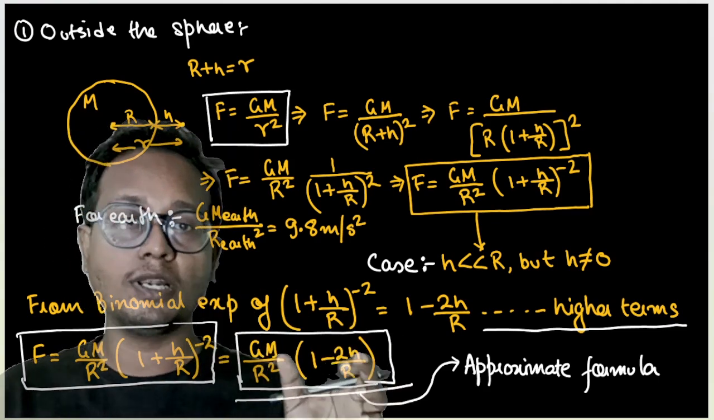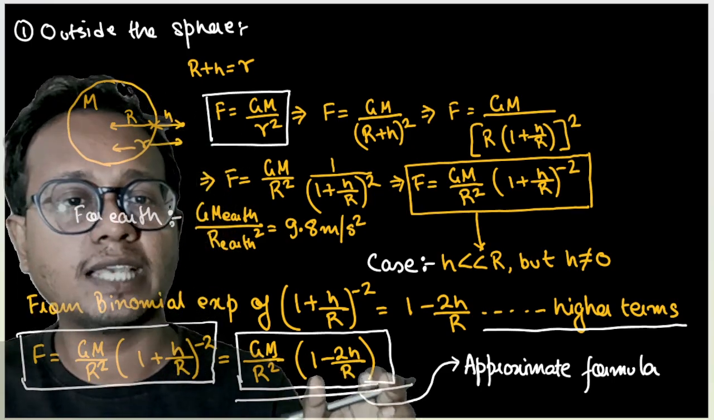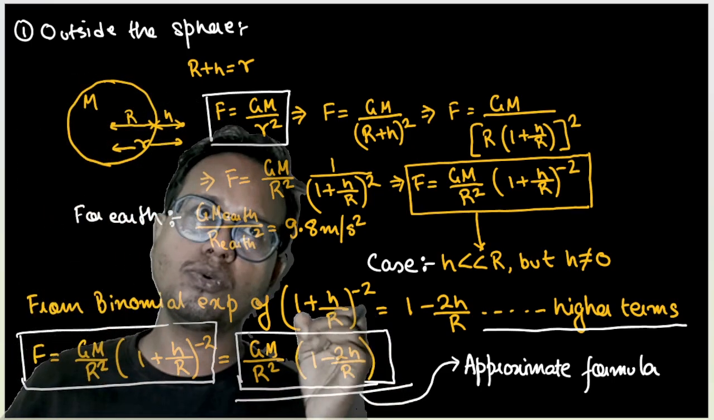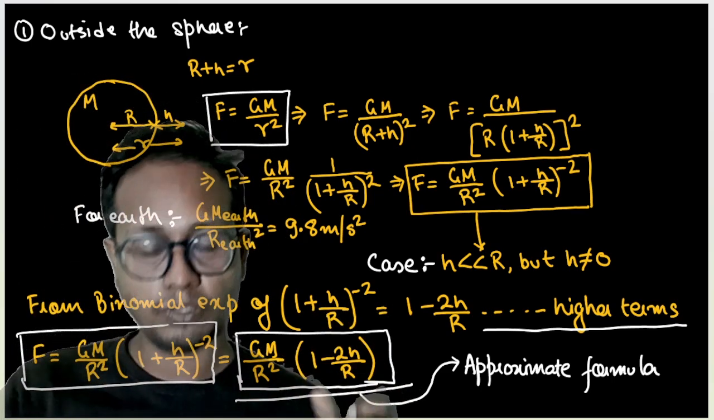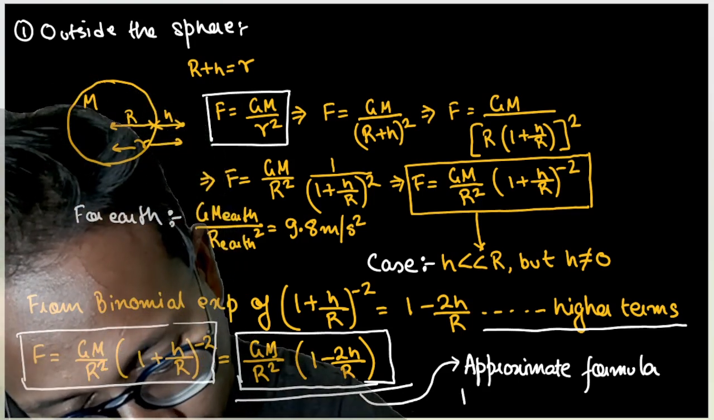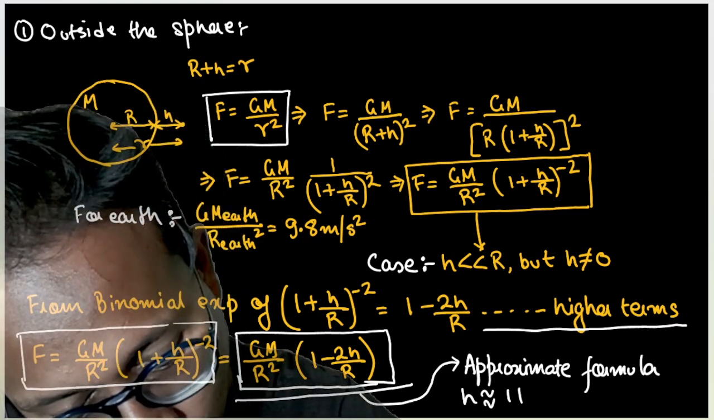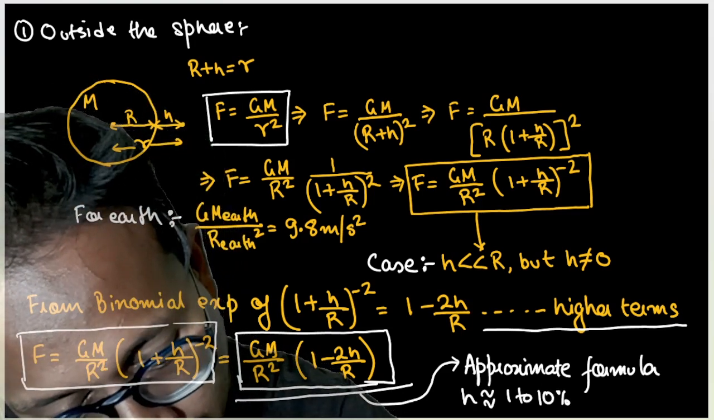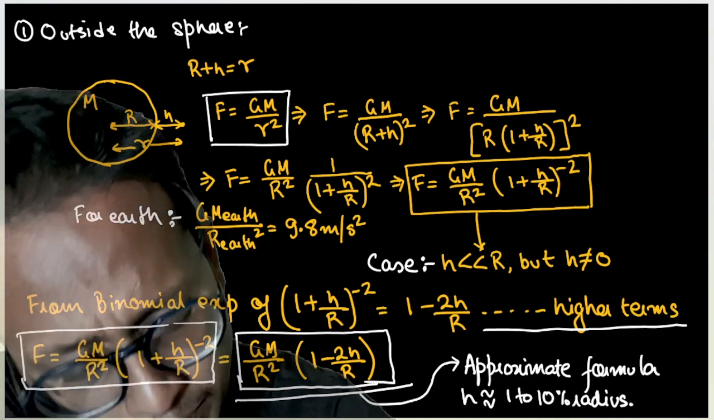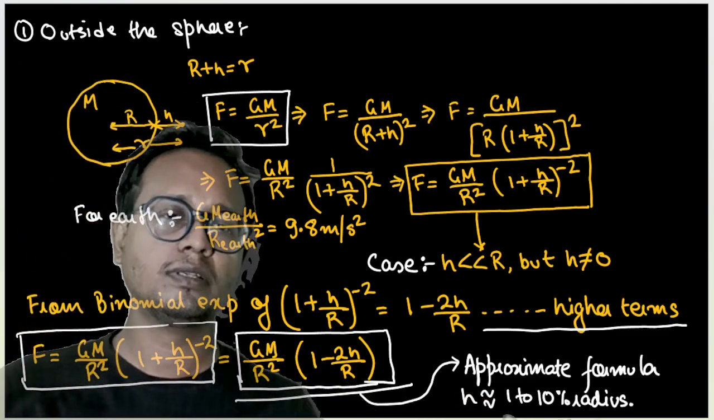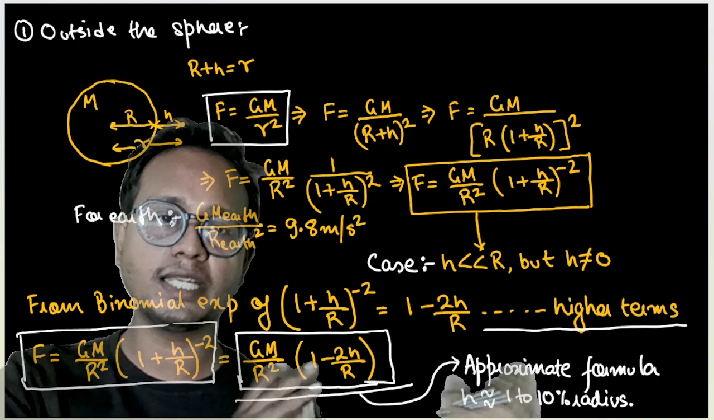The approximate formula is only used when the value of h is around 1 to 10% of the radius of Earth. That means when height is approximately around 1 to 10% of the radius. Okay, 10% is also a very stretched amount. Just make it 1 to 8%. You will understand in the question.